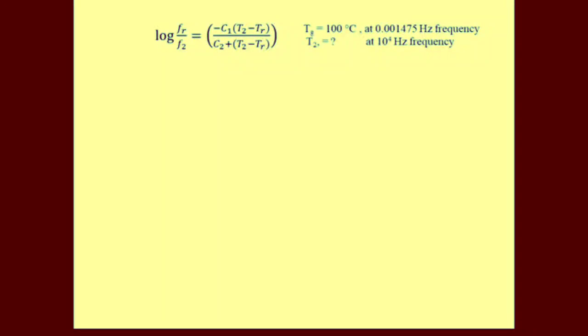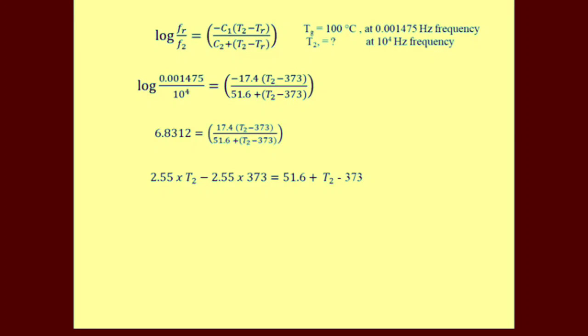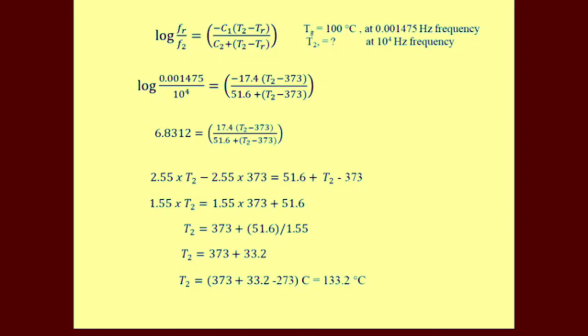Now, we can use the same WLF equation and use the Tg value and two known frequencies to calculate the glass transition temperature or damping temperature at 10 to the power 4 Hz. And the value is 133.2 degrees Celsius. The correct answer is B.